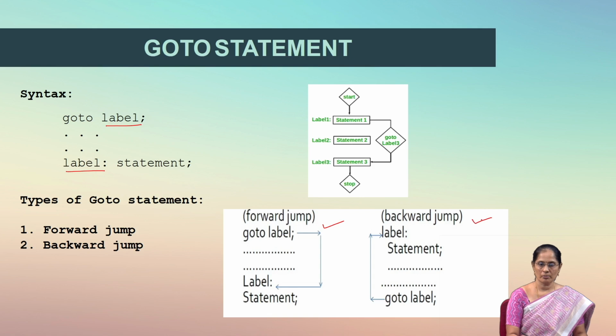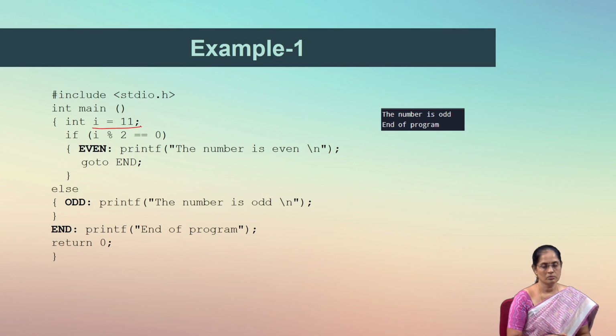If it is a forward jump statement, the label will exist after the goto statement. In the case of backward jump, the labeled statement will exist before the goto statement. However it be, accordingly we can move forward and backward. Some examples. In this case i value is defined with the value 11 and we are checking for the modulo value, that is the division of 11 by 2, what is the remainder value it gives.